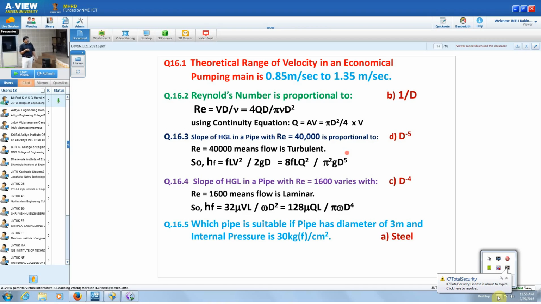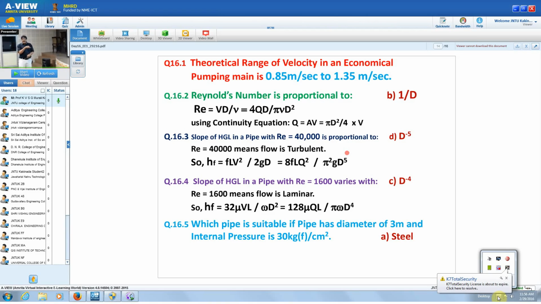Which pipe is suitable if the pipe has a diameter of 3 meter and internal pressure is 30 kg force per centimeter square? Steel pipe. Diameter more than 2 meter, it is steel pipe. But why has he given it as 3 meter? It is a GATE examination, they do not want to take a chance. Anything more than 2.1 meter also, steel is generally used. But he does not take a chance. That is why he has made it 3 meter.